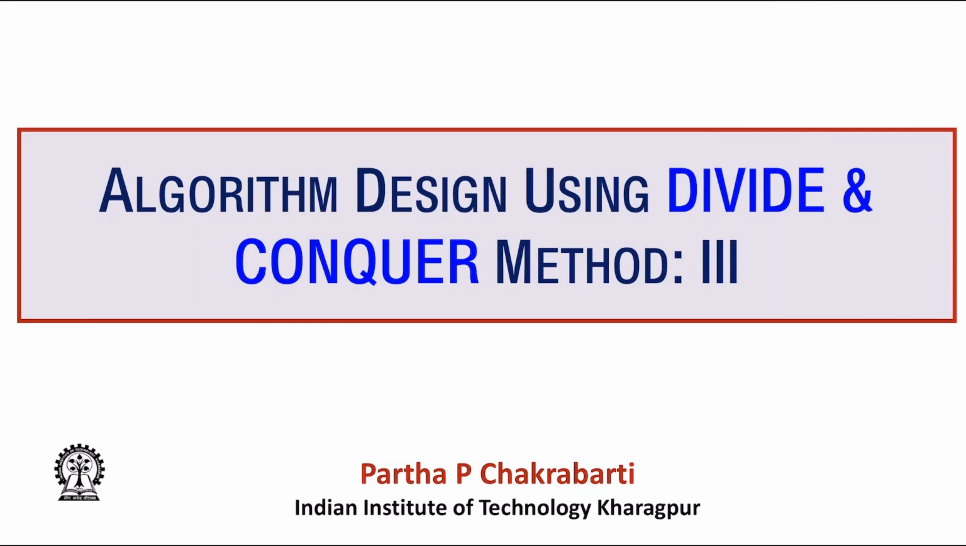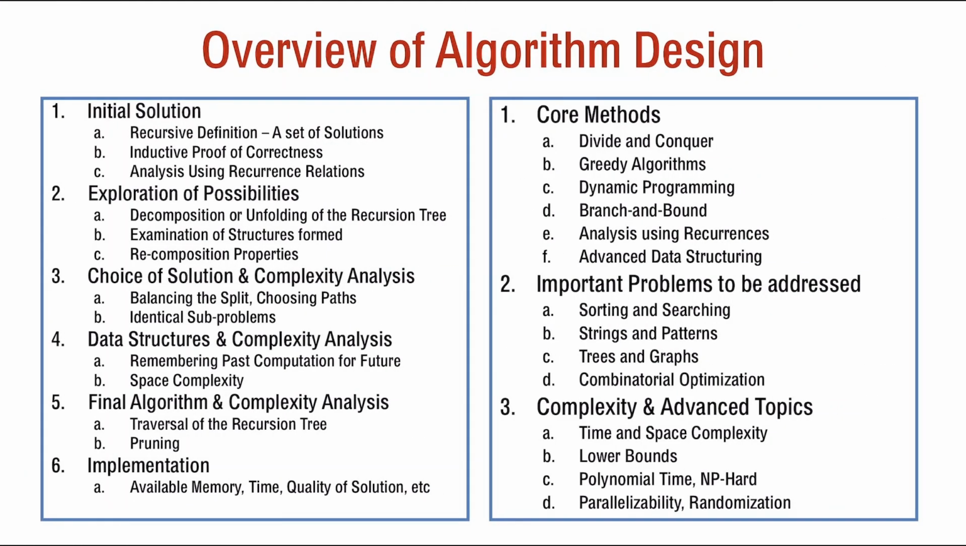Hello everybody, we continue our discussion on the divide and conquer method of algorithm design. Just to repeat, we have discussed our method of algorithm design where we have the 6-step method of initial solution through a recursive definition, inductive proof of correctness, analysis of the recurrence relations for time complexity, then opening up the recursion tree, examining the structures formed and looking at the composition, decomposition and the recomposition properties.